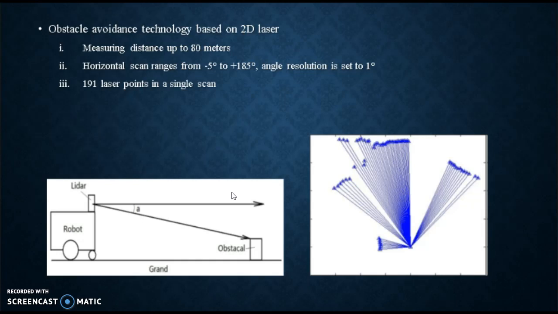For the LiDAR sensor, it has a measuring distance of up to 80 meters, and the horizontal scan ranges from -5 degrees up to positive 185 degrees. The angular resolution is set to 1 degree. In a single scan, they have 191 laser points.